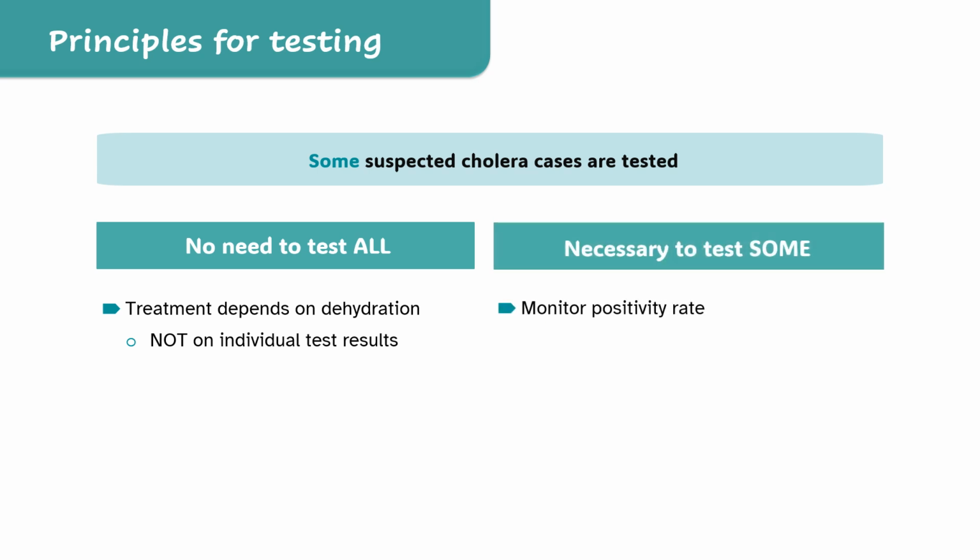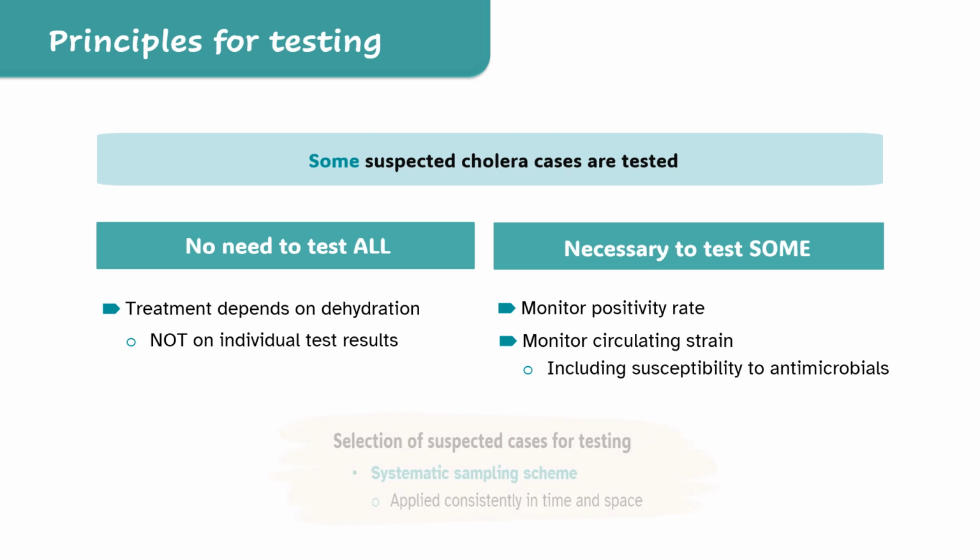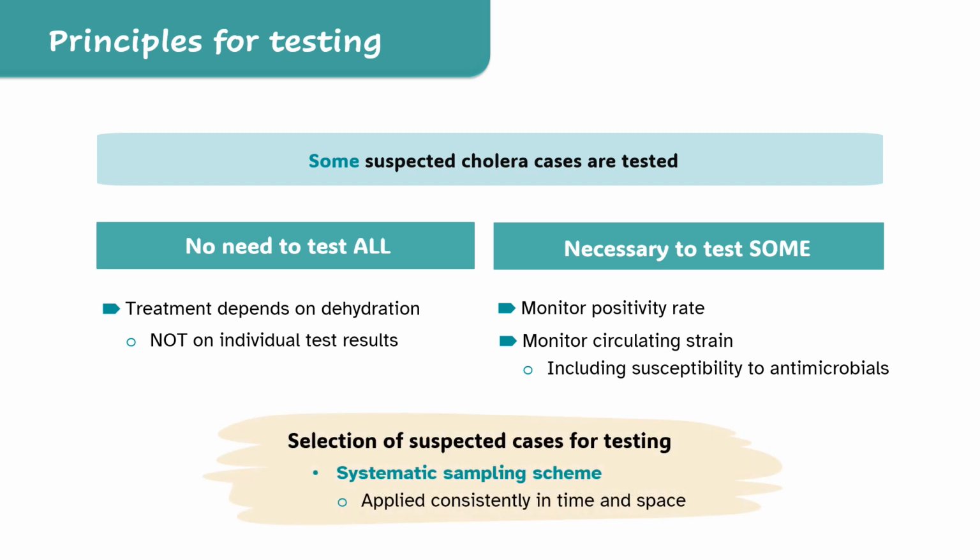However, it is essential to test some suspected cases in order to monitor the positivity rate to interpret the trends of an outbreak. In addition, this is also necessary to monitor the circulating strain, including its susceptibility to antimicrobials, in order to continue to treat cholera effectively. Suspected cases for testing are selected according to a systematic sampling scheme applied consistently throughout the outbreak. A systematic sampling scheme means that the same sampling scheme is applied consistently in time and space.